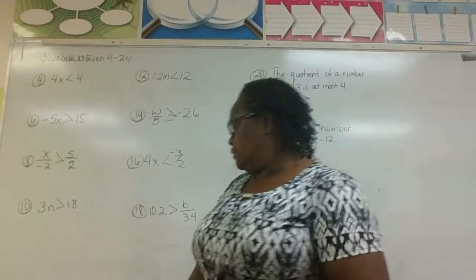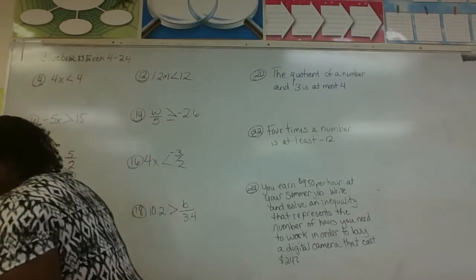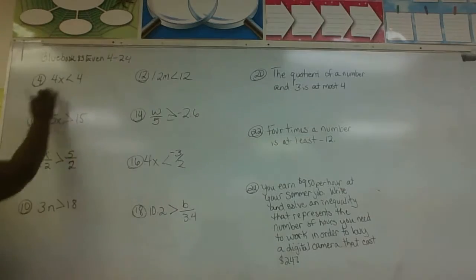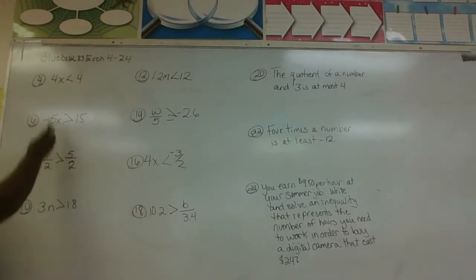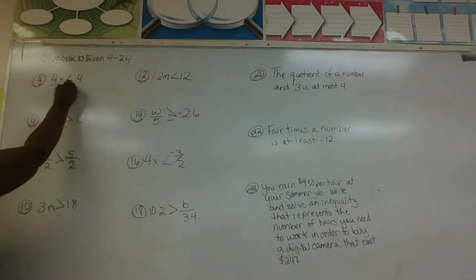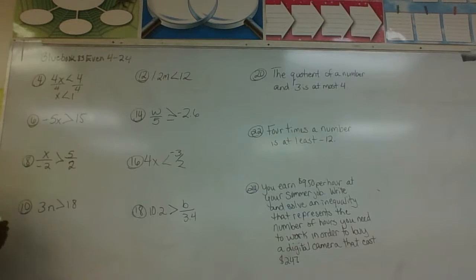Okay, let's take a look. Let's start with the first one. On the first one, we want to isolate our x, so instead of multiplying by 4, we're going to divide by 4, and therefore x is less than 1. Okay, and so number 4 asks us to use a table to solve the inequality. Basically, we're just going to solve for the variable.